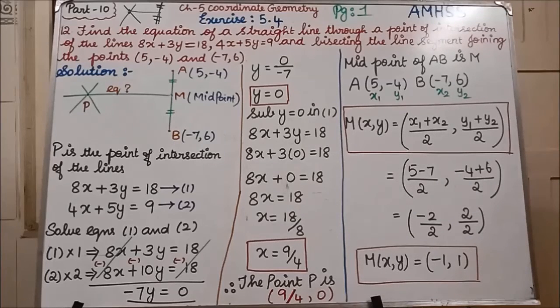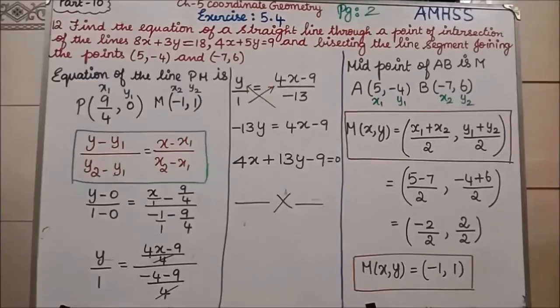(y − y1)/(y2 − y1) = (x − x1)/(x2 − x1). That we will see on page number 2. Up to this, all of you are clear, students? The remaining problem we'll see now, in the 12th question, on page number 2.